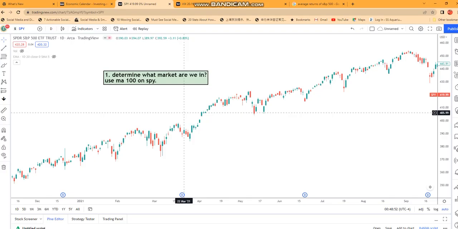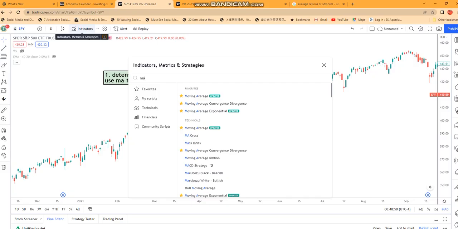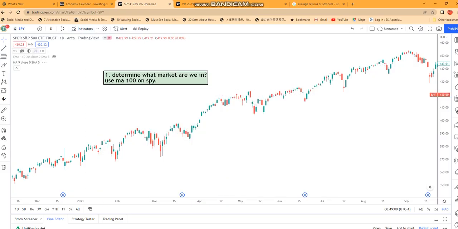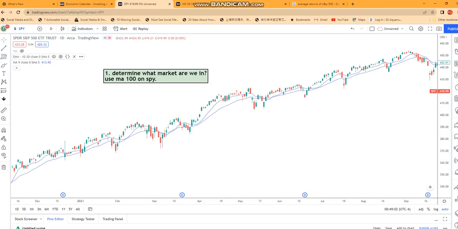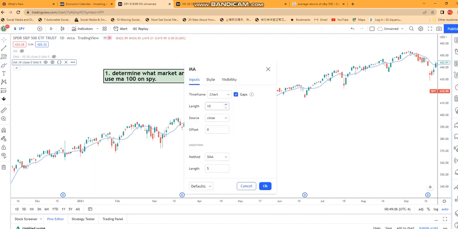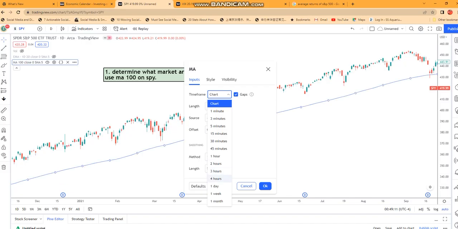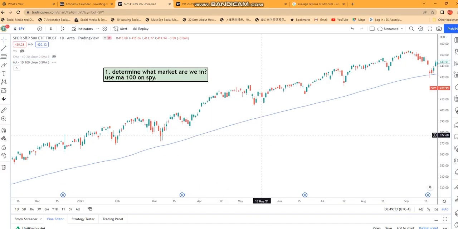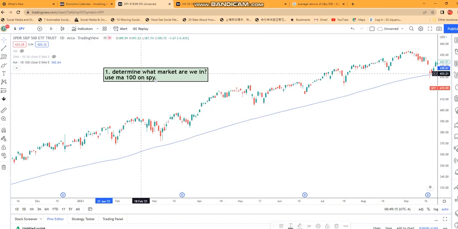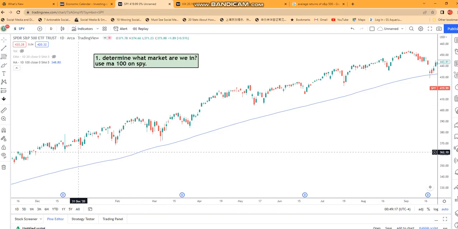Now can you see that I'm on a day chart, not hourly but day, because I'm doing investment. So I'll go to indicators, type MA, insert and change it to a MA100. Which is this. Okay, step one, determine what market are we in. So I'll use 2021 as an example first, after that 2022.